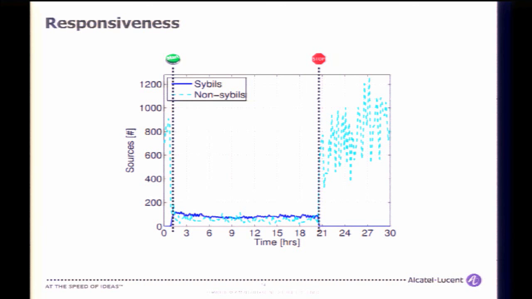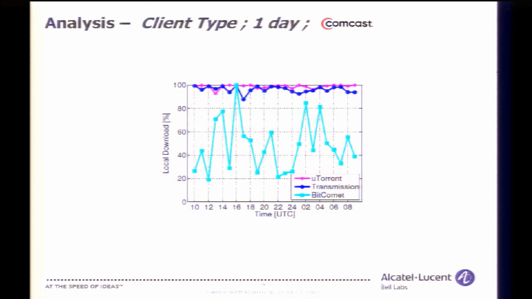Ideally, we control the DHT, we see all the requests, and nobody else should see the request. So why are there some non-Sybil sources? This experiment is a very simple one-day experiment where we download the most popular torrent at Comcast over one day, once every hour, using three clients: uTorrent, Transmission, and BitComet. The y-axis is the fraction of traffic that stays local, and the x-axis is the time.